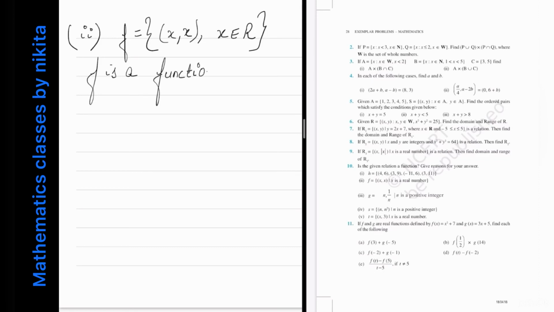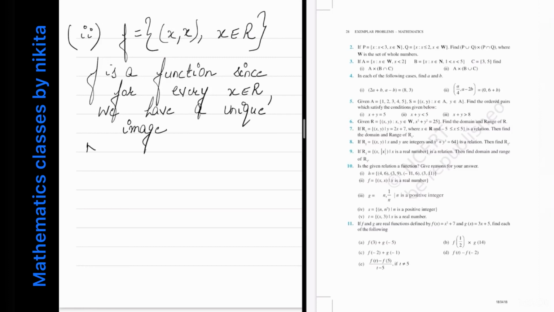since for every x belonging to R, we have a unique image. And note that it is an identity function. Okay, so this is how you can write. Now let's see the third part.